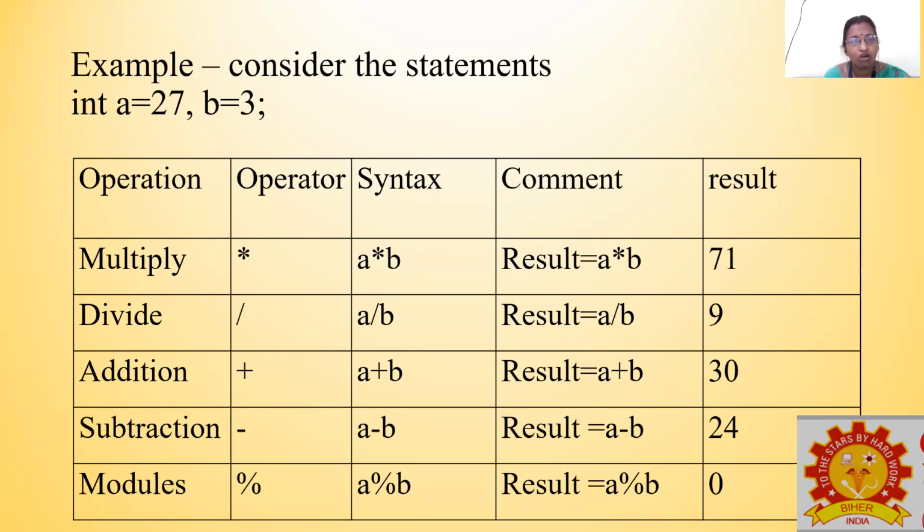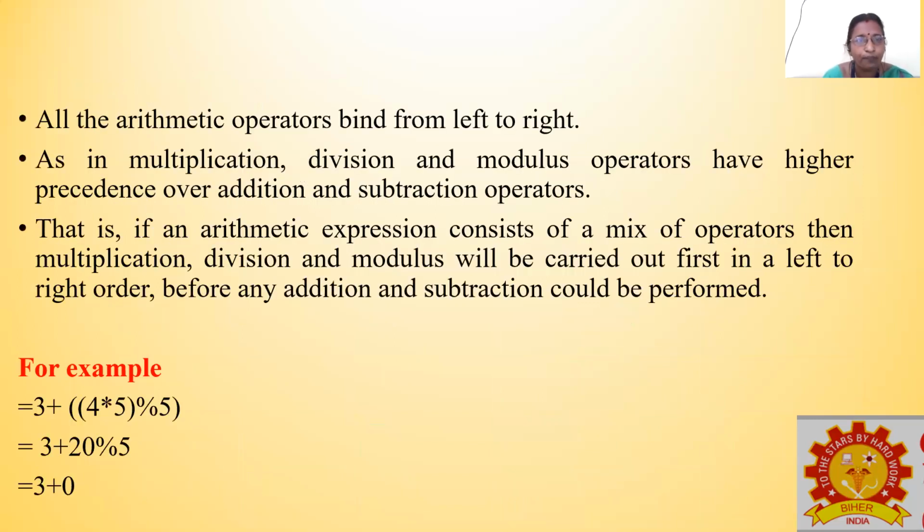Result: A star B becomes 81, A divide B becomes 9, A plus B is 30, A minus B is 24, and the modulus operator A mod B is equal to 0. So all arithmetic operators bind from left to right. Multiplication, division, and modulus operators have higher precedence over the addition and subtraction operators. That is, if an arithmetic expression consists of a mix of operators, then multiplication, division, and modulus will be carried out first, before any addition and subtraction could be performed.